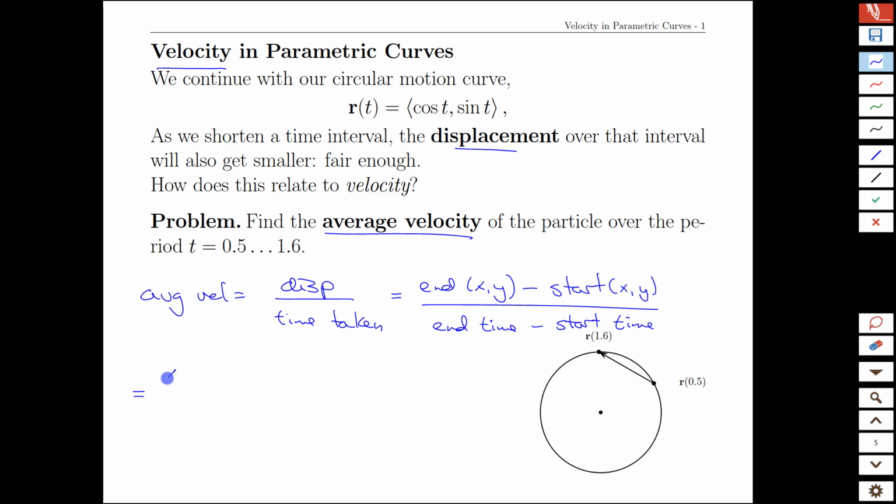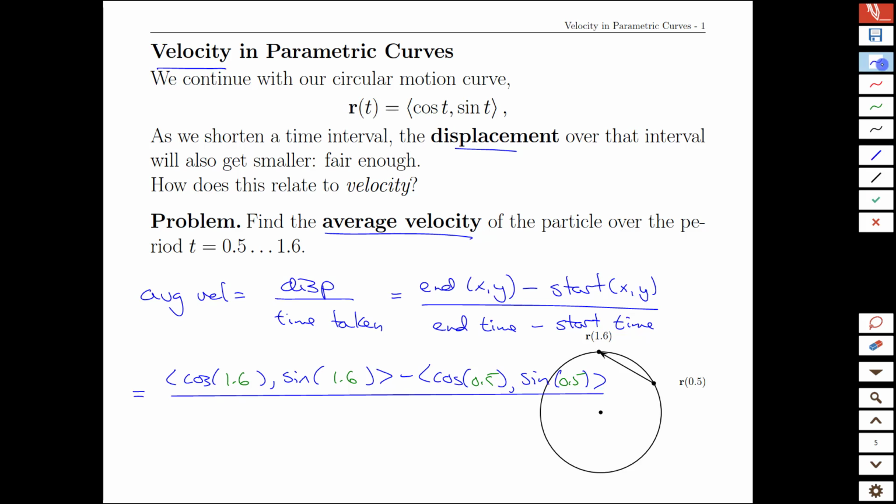So we'd have our cos of 1.6, I'll put that in a second, and sine of 1.6 minus the cos of 0.5, sine of 0.5, just highlighting those in different colors. So end minus the start. And then this time we're going to take that and we're going to divide it by the end time, 1.6, minus the start time, 0.5.